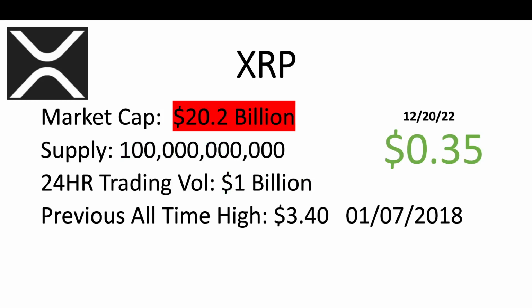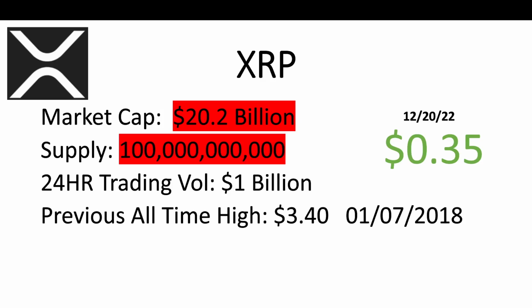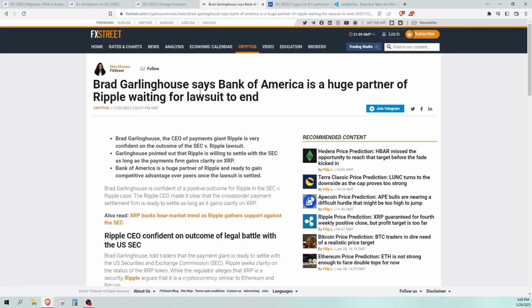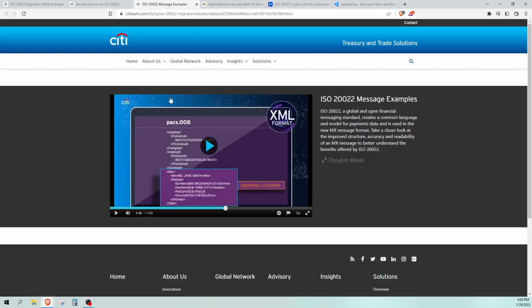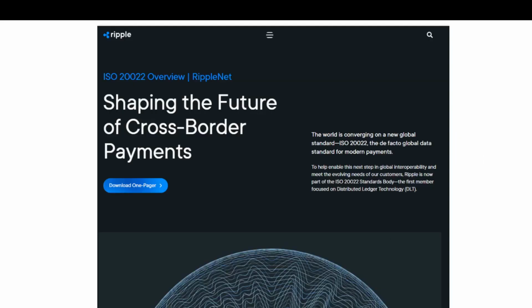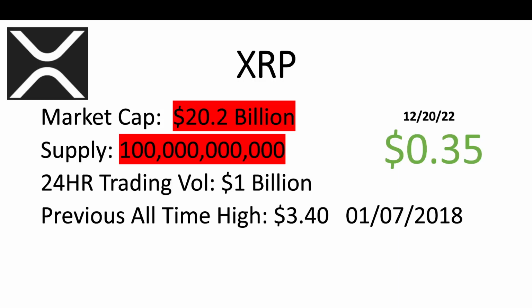XRP, my favorite. I'm not liking the 20 billion market cap. I'm not liking the 100 billion supply, but given the fact that you're talking about banks, given the fact that you're talking about Brad Garlinghouse speaking of Bank of America, saying that they're waiting for the lawsuit to end and it's a huge partner, and seeing this type of stuff come up on websites of banks, it's not for nothing. It's not going anywhere. So it makes sense for 100 billion to be there, right? And you can read all about them in the ISO 20022 on their website.